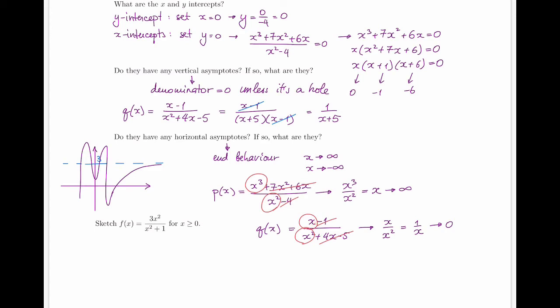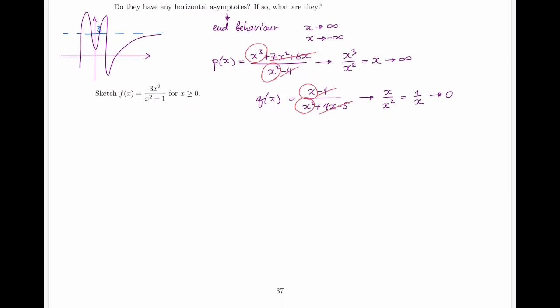If the degree of the top is smaller than the degree of the bottom, then the horizontal asymptote is 0. If the degree of the top is bigger than the degree of the bottom, then there's no horizontal asymptote. This is where this rule comes from, and I strongly encourage you to not remember it as a rule, but rather think of this leading term and behavior analysis every time, because this will be more helpful in the long run. Let's take a look at this function.